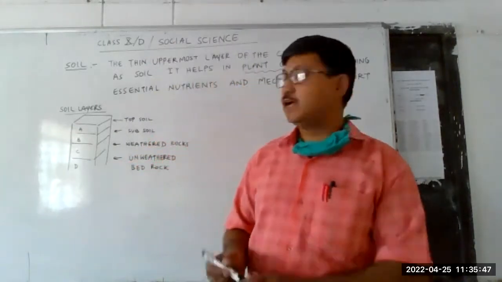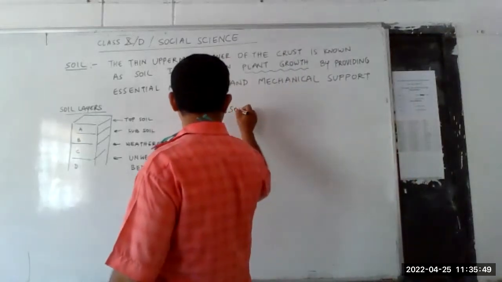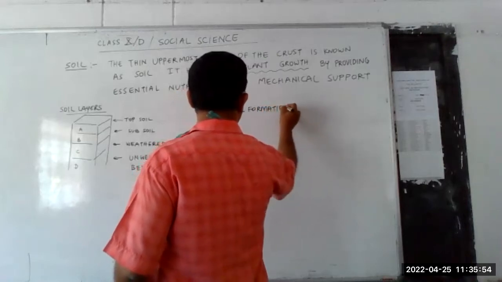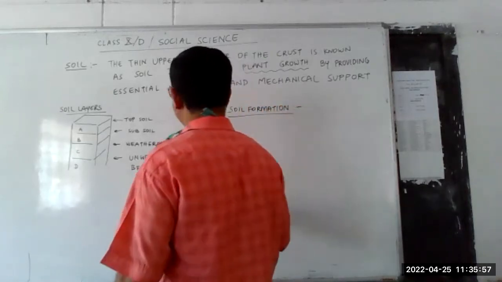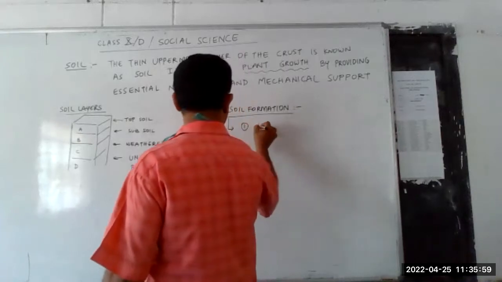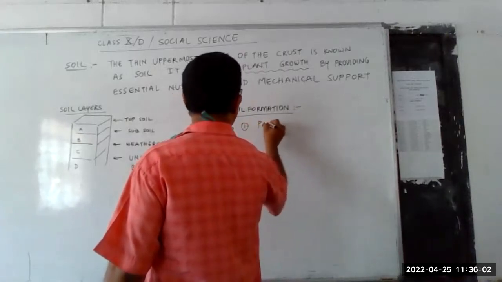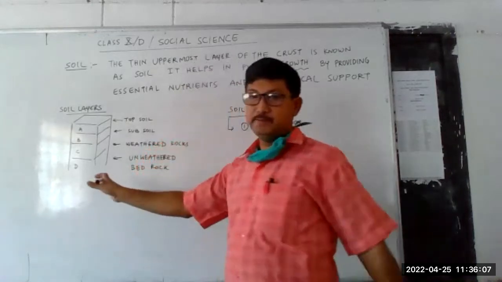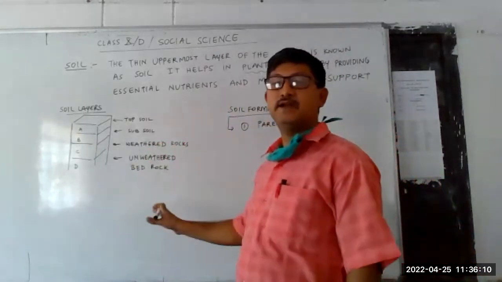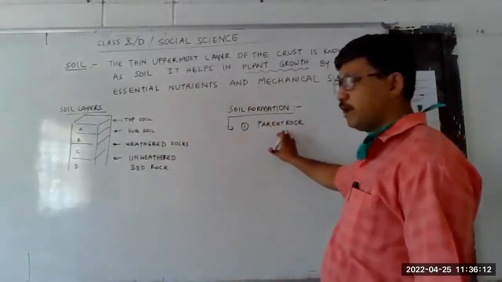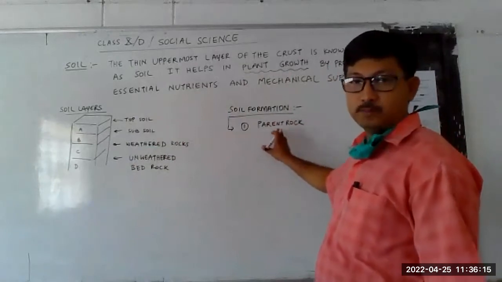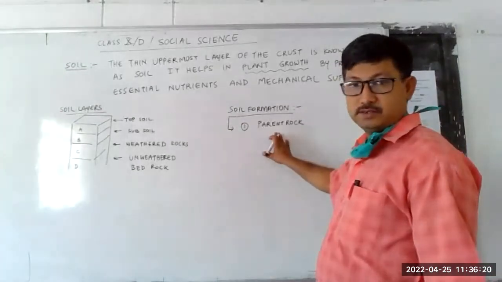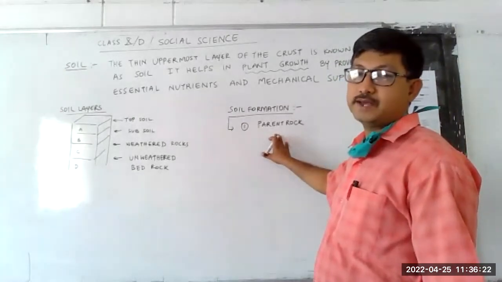Soil formation factors are, number 1, parent rock. It is the same bedrock which we have seen in D horizon, or the unweathered rock. It is also known as bedrock or parent rock. And without parent rock, soil formation cannot begin. The soil is developing from the parent rock.